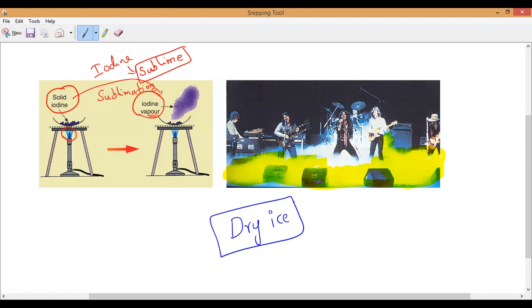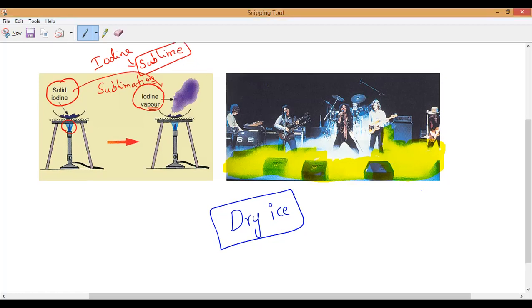By this time you might have studied it. What do you mean by dry ice? That is what I will say. Remember, dry ice means solid carbon dioxide. What is the formula of carbon dioxide? Anyone? CO2. Understand?